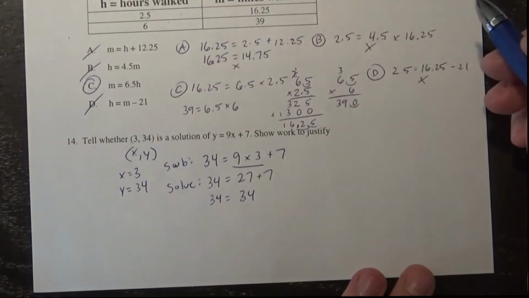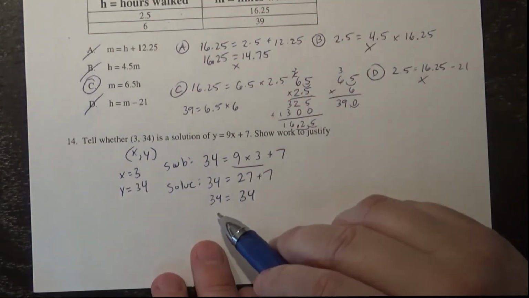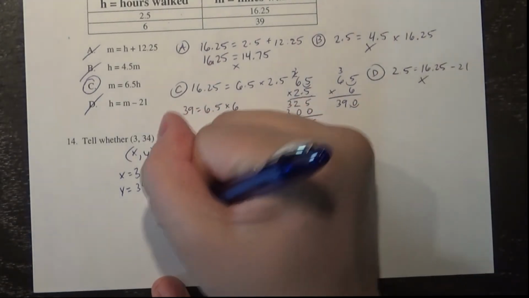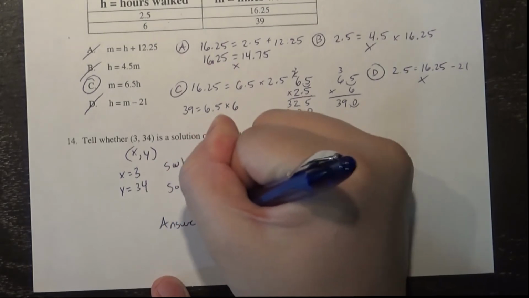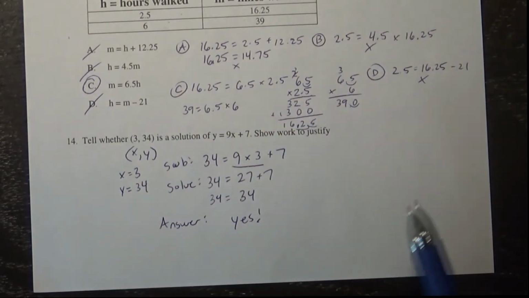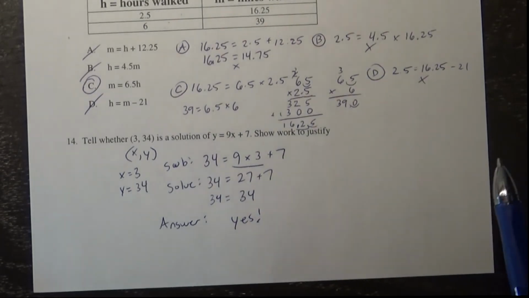And again, I could do that math off to the side if I need to. So check it out. It says, tell whether this is a solution. I've got 34 equals 34. So now I can answer by saying yes. And I put a little exclamation point there because I'm just so pumped up and excited about the fact that they are equal. Hey, that's our first page. Moving on now to number 15.